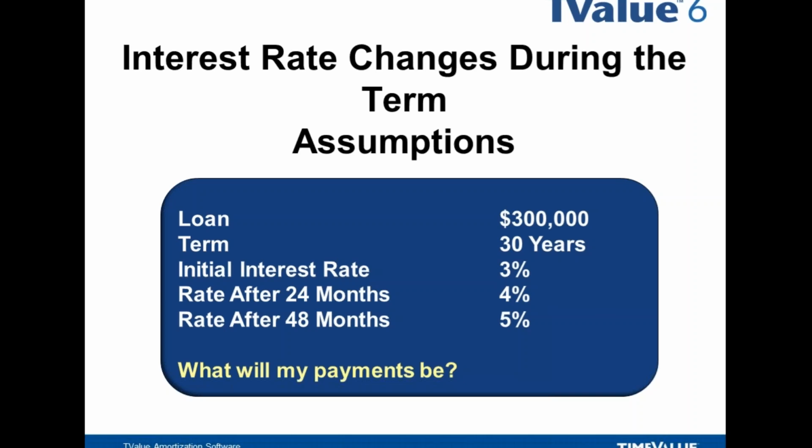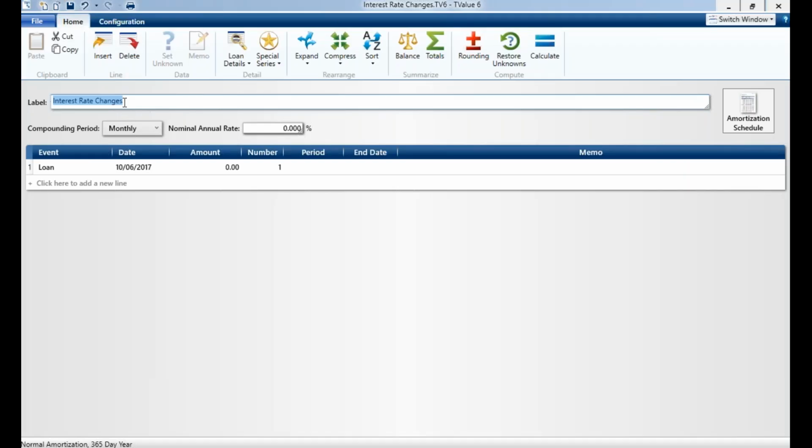Mechanically, we're going to show you how to do the calculation. You can use obviously any type of scenario to do that. So let's jump over into TValue 6. And it said interest rate changes. Our compounding period will be monthly since our payments are monthly.